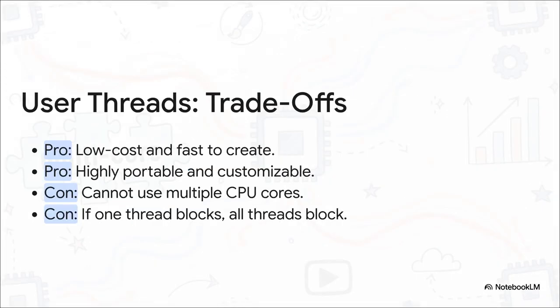Now that DIY approach, it's got some serious pros. User threads are incredibly fast and cheap to create because you don't have to bother the OS at all. But there are two massive cons. First, since the OS only sees one single process, it can't schedule your threads on multiple CPU cores. You lose all that parallel power. And second, and this one is the real killer, if one of your user threads gets stuck waiting for something, like a file from the hard drive, the entire process grinds to a halt. All your other threads get blocked right along with it.